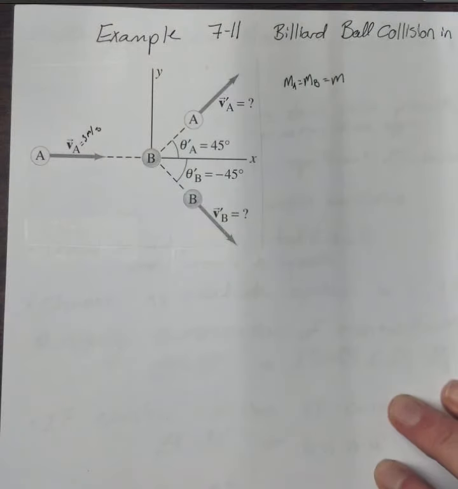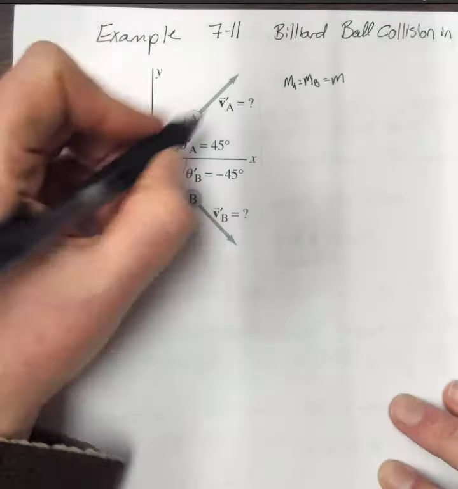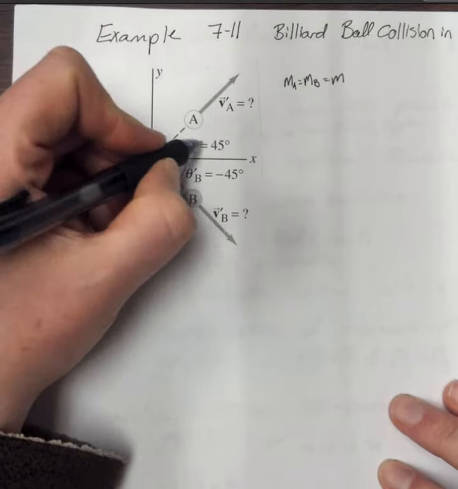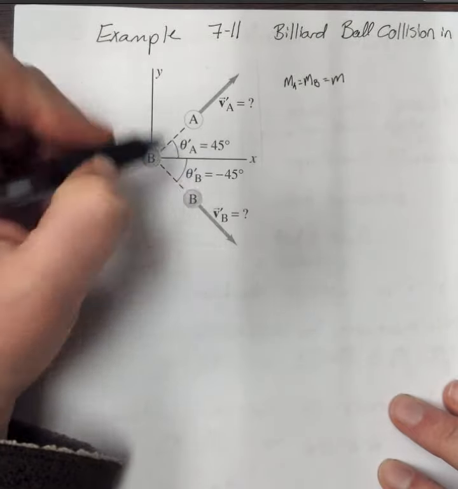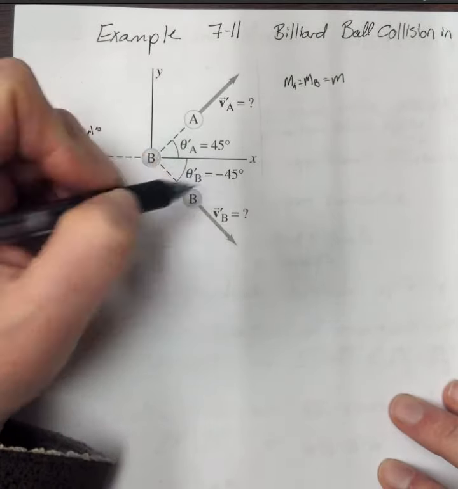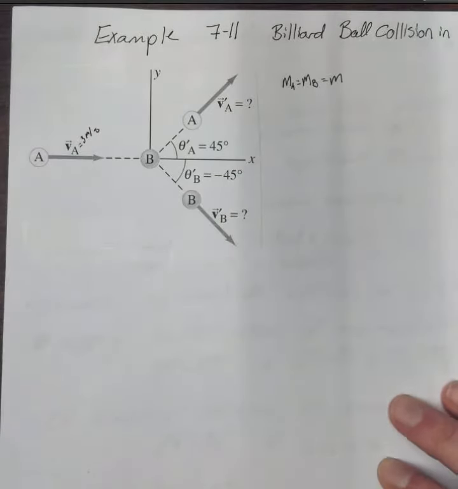When they collide, they're both observed to move off at 45-degree angles to the x-axis. Ball A moves 45 degrees above the axis, and ball B moves 45 degrees below the axis. So that means that theta prime A is 45 degrees in the positive direction, and theta prime B is 45 degrees in the negative direction. What is the speed of the two balls after the collision?